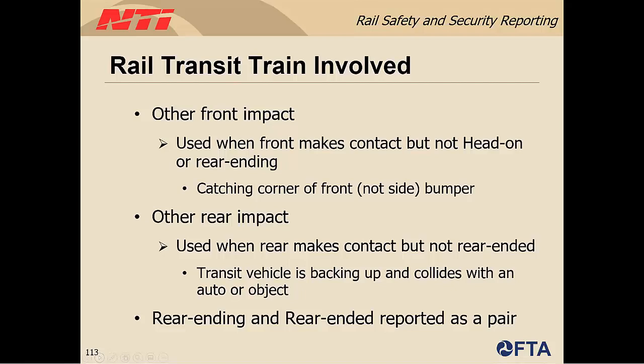Likewise, other rear impact is used when the transit vehicle is impacted on the rear end, but not when it would be considered rear-ended. For example, if the transit vehicle was backing up and it hit a utility pole or something, then that's when you would use other rear impact. Anytime that you use rear-ended or rear-ending, they have to be reported as a pair. So if you say the train was rear-ended, then the other vehicle did the rear-ending.